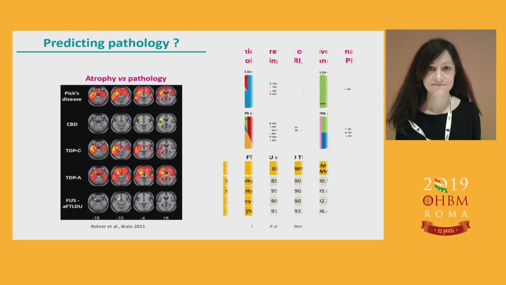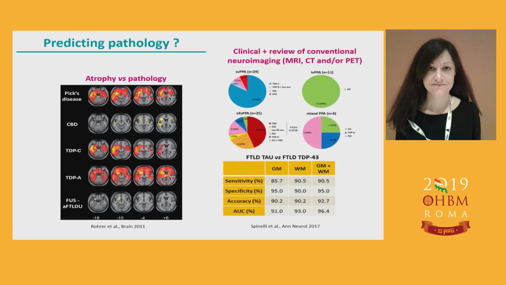And we also looked at this issue in a particular group of patients, patients with primary progressive aphasia, which can be associated with both frontotemporal dementia pathology and Alzheimer's disease pathology. And we suggested that looking at both gray matter and white matter patterns of damage can improve the diagnosis, not only of the clinical diagnosis, but also of the underlying pathology in these patients.